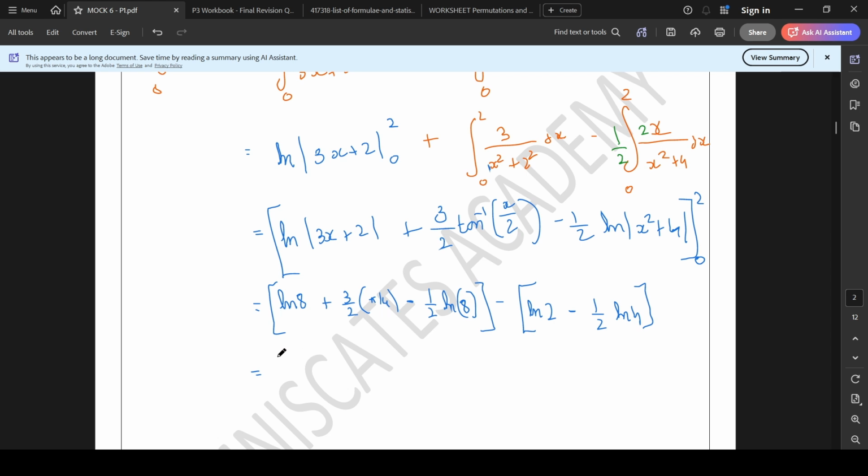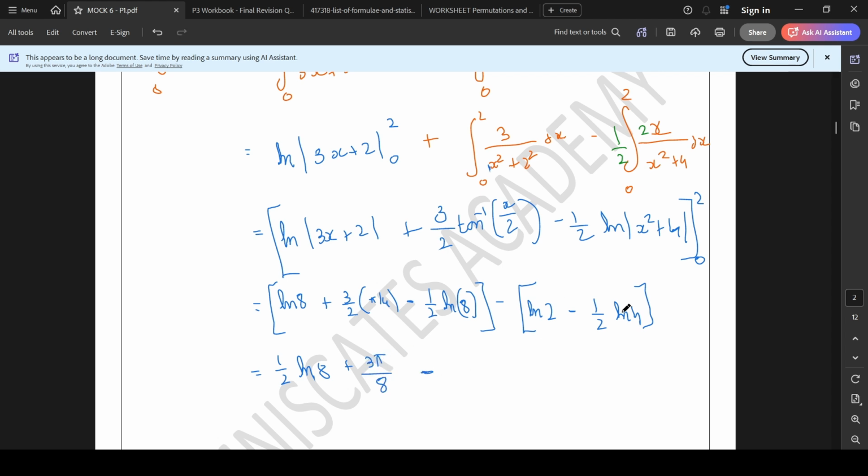That is the same as writing half ln 8, because ln 8 is a common factor and you are doing 1 minus half. So 1 minus half is nothing but half. So that is half ln 8. Then plus 3 pi by 8.